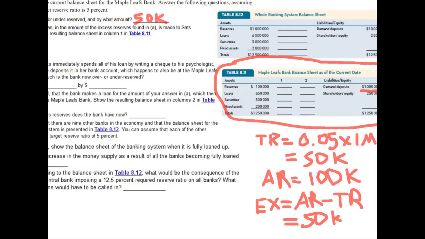Now it says, suppose that a loan in the amount of the excess reserves found in A is made to Sats Mundine. Show the resulting balance sheet in column 1. Okay, so what's going to happen to reserves? So is there any money leaving here yet? Okay, so this is going to stay the same. Now, we know this is going to change because we're told they made a loan. So they made a loan for $50,000. So now this is going to become 70,000. I'll just put 70 because that's the best I can do for drawing with this thing.